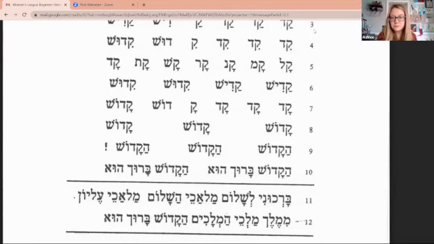Kadush. I'm sorry, kadosh, pardon me. Kadosh. And line 9. Kadosh. And then line 10 is another word. It's just a phrase from the prayers. Hakadosh Baruch Hu. Hakadosh Baruch Hu. Very good.